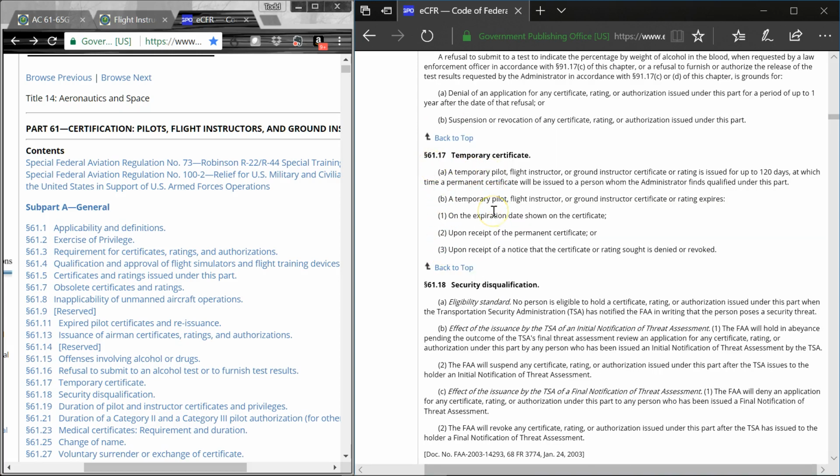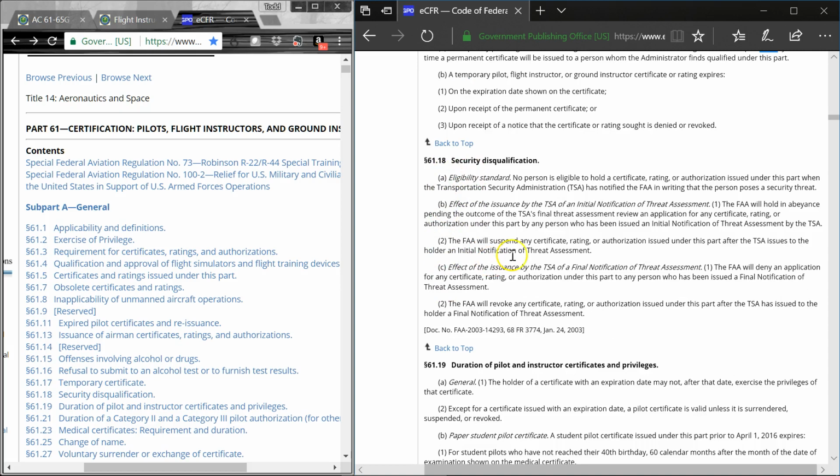Temporary certificates. A temporary certificate is good for 120 days. At the end of 120 days, if you don't have your plastic pilot certificate in hand, then you need to get with your DPE or get with the FSDO and have them help you. Don't wait till 120 days, okay? At about 90 days, I would start worrying. About 75 days, I'd probably start worrying because you don't want to get down to the last minute.